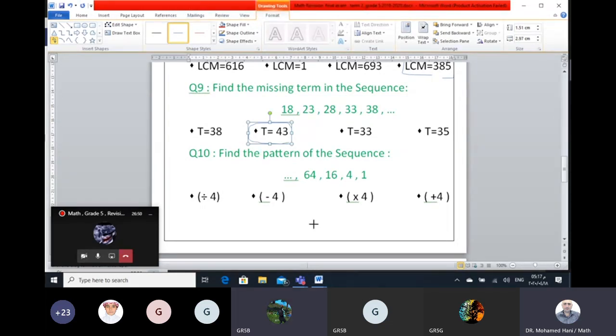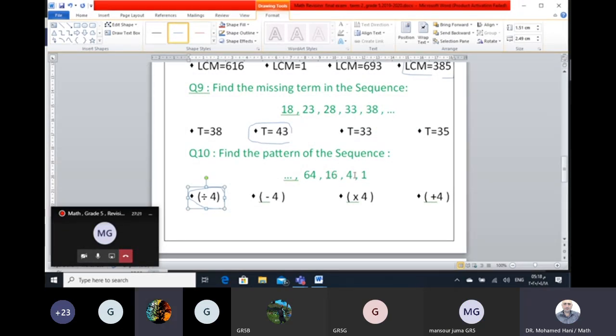Who has a different answer? Maria: divide by 4. Thank you, Maria. Who has a different answer? Nobody. So the answer here is divide by 4. Why? Because 64 divided by 4 is 16, 16 divided by 4 is 4, and 4 divided by 4 is 1. So the pattern here is divide by 4. Great.